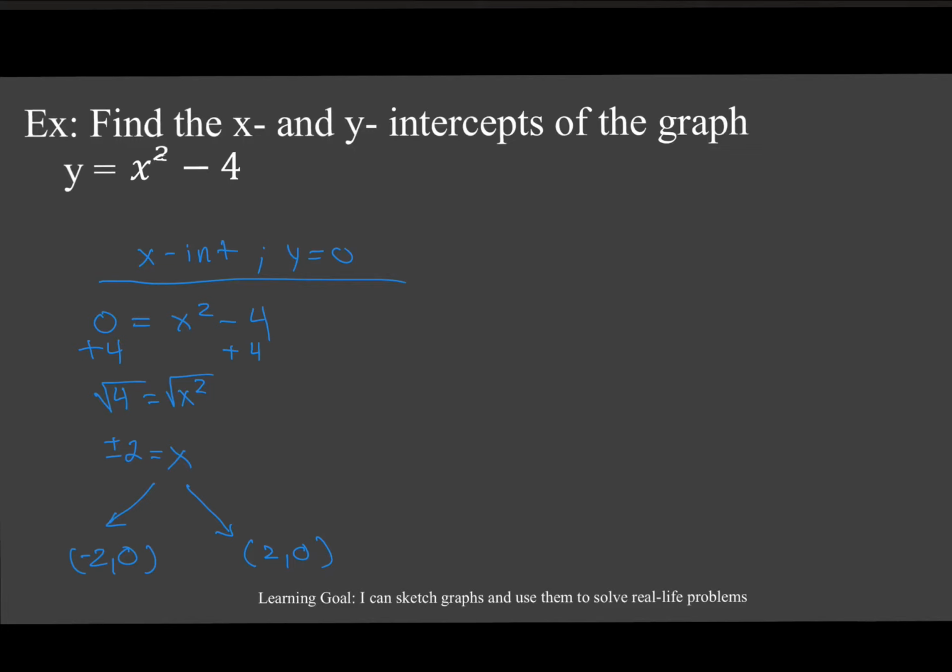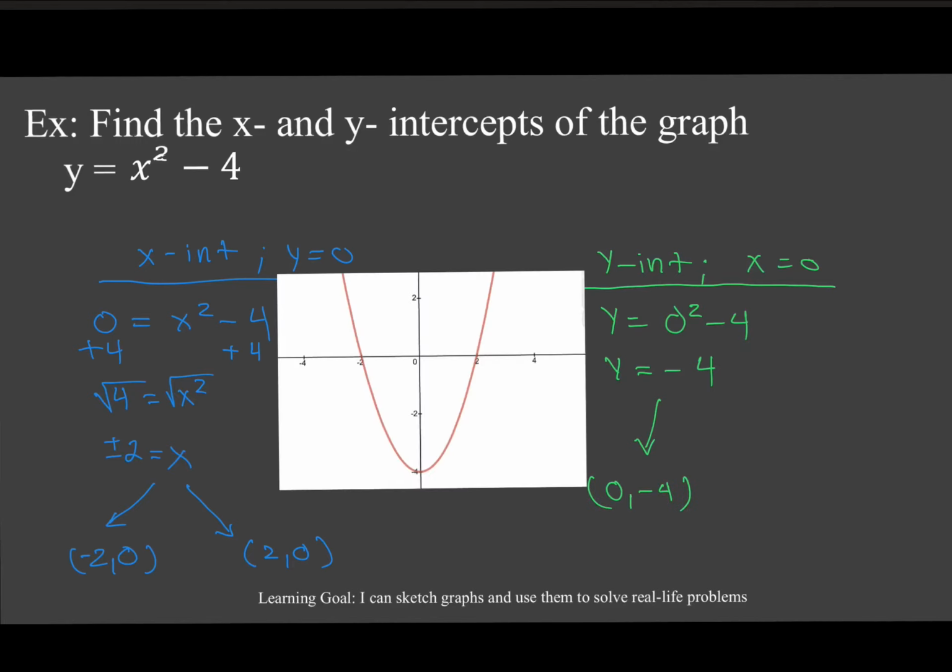So let's go ahead and find the y-intercept now. And anytime we're looking for the y-intercept, remember we're going to set x equal to 0. And so in our equation, we're going to have y is equal to 0 squared minus 4, or just y is equal to negative 4. And so our y-intercept is the point 0, negative 4. And so finally, if we quickly take a glance at the graph of x squared minus 4, we can in fact see that it does have two x-intercepts at negative 2, 0 and positive 2, 0, and it has one y-intercept at 0, negative 4.